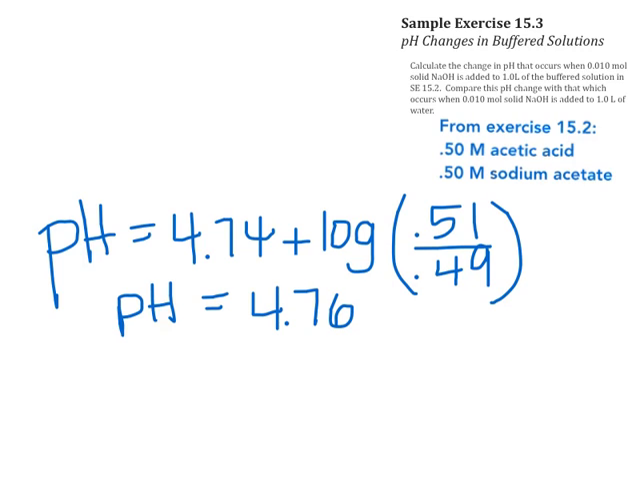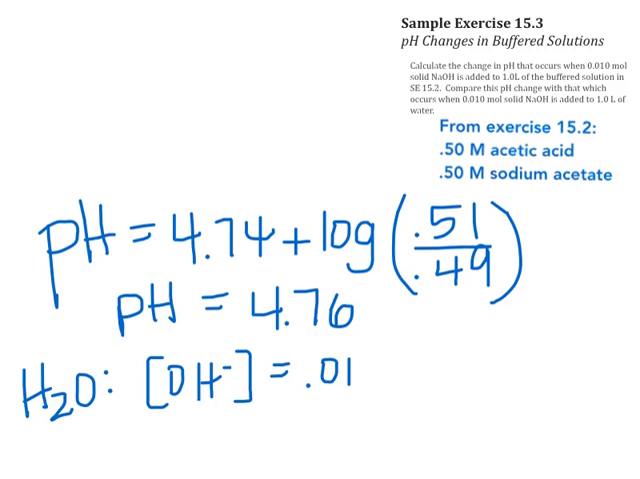Now let's compare this to a solution of water. If I were in water and I'm adding sodium hydroxide to 1 liter of water, sodium hydroxide is a strong base, so I just look at the concentration of the hydroxide ion. So the concentration of the hydroxide ion would be 0.01 moles divided by 1 liter. So the molarity would be 0.01 M.